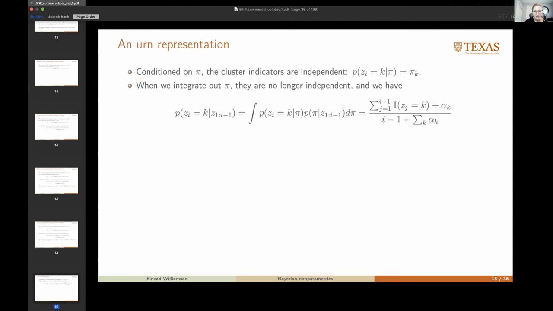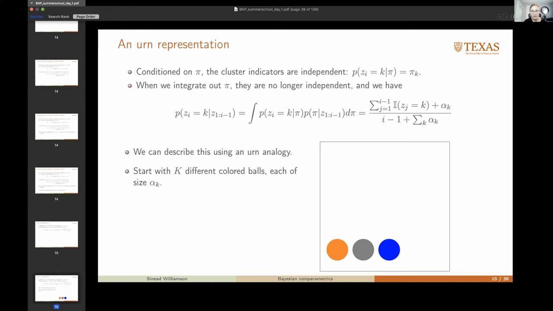So if you get any further into Bayesian nonparametrics, you'll find out that we love urn analogies. So imagine I have an urn. Now, I'm not very good at drawing, so my urn is a square. And I am going to put in that urn k different colored balls. So here I've got orange, gray, and blue. And each of those balls are going to be the size of the corresponding alpha parameter. So here I've picked them all to be the same size. I'm then going to reach into that urn, and I'm going to pick out a ball with probability proportional to its size. So here I've picked a gray ball out.